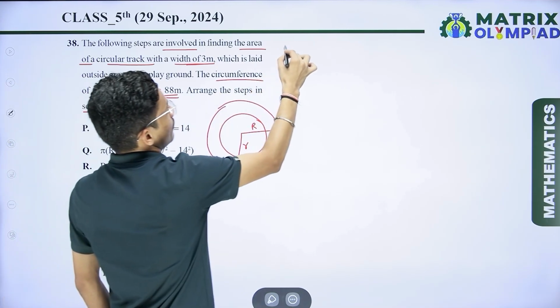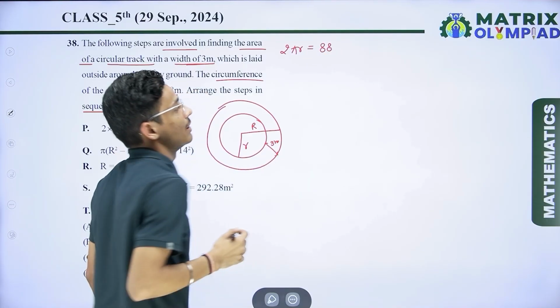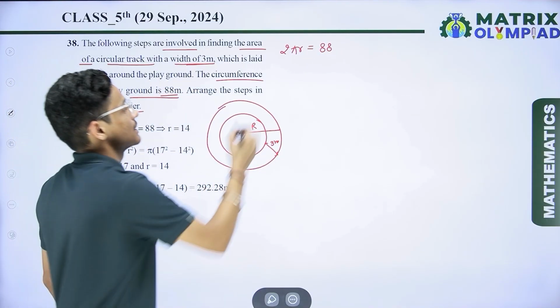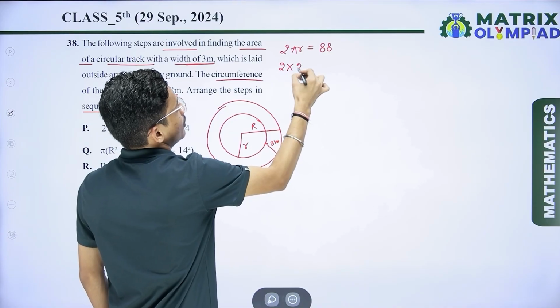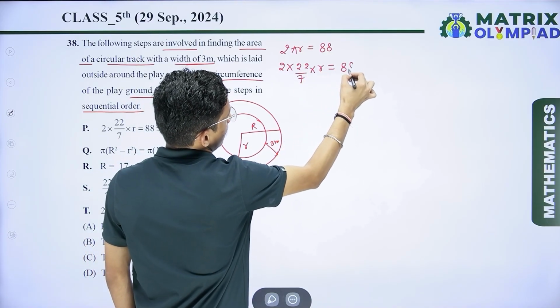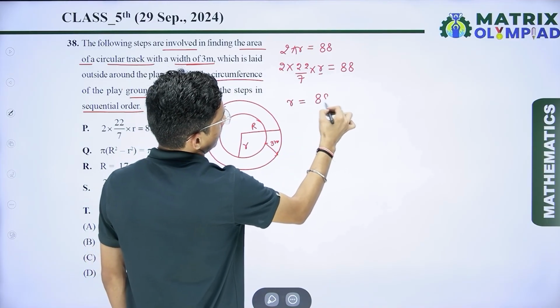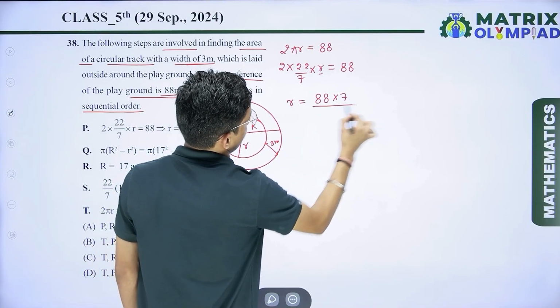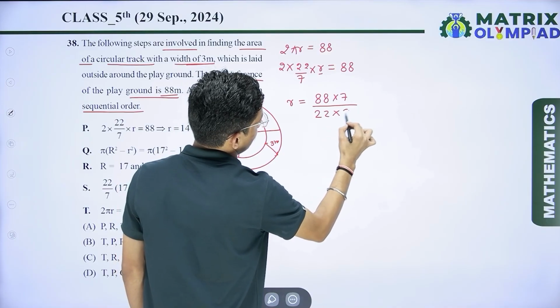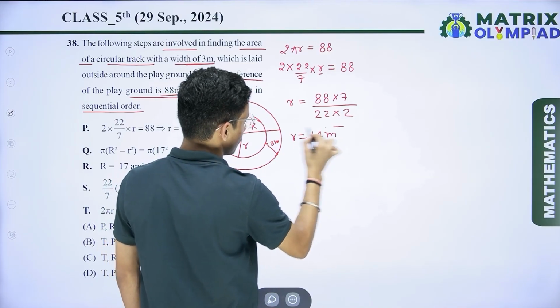So we know the value of circumference, that is 2 pi r is equal to 88. Now here the value of pi is equal to 22 upon 7. So 2 multiplied by 22 upon 7 multiplied by r is equal to 88. Now here we find the value of small r. Small r is equal to 88 multiplied by 7 divided by 22 multiplied by 2. If I solve this calculation, then I get radius, that is 14 meter.